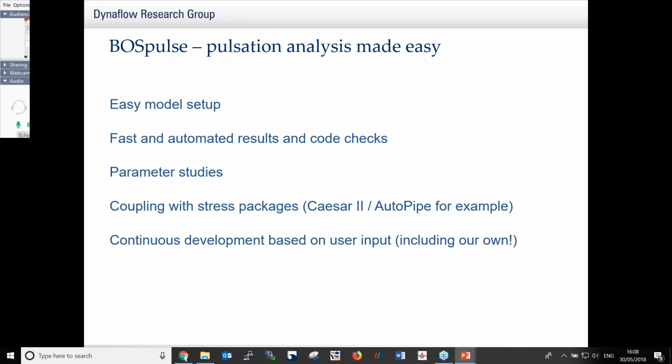And then, if you have done your pulsation analysis, we also enable some coupling with some stress packages. Currently we're very strong with Caesar 2, so import of model geometry, but also, of course, the forces that are calculated after the pulsation analysis. You can export those to Caesar 2. And in the new release, we also include the interface with AutoPipe. So you can export forces in an AutoPipe format that you can directly use in AutoPipe for a dynamic mechanical simulation. That's also something I will show later in the demonstration.